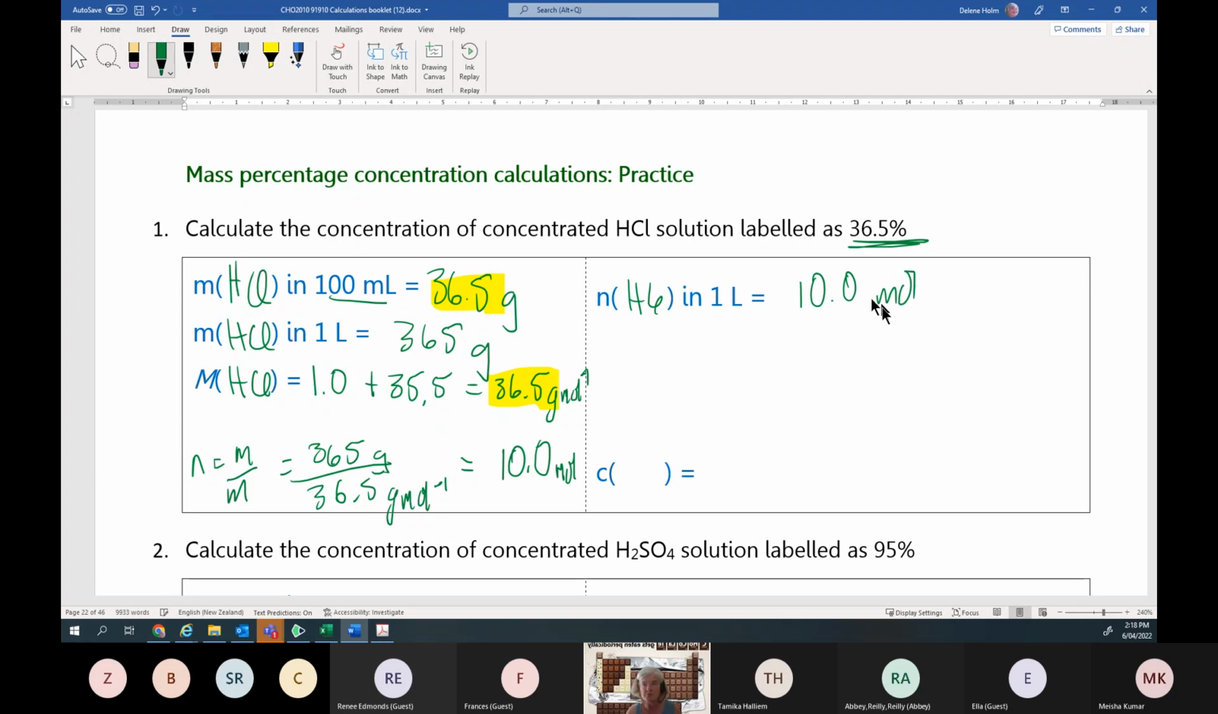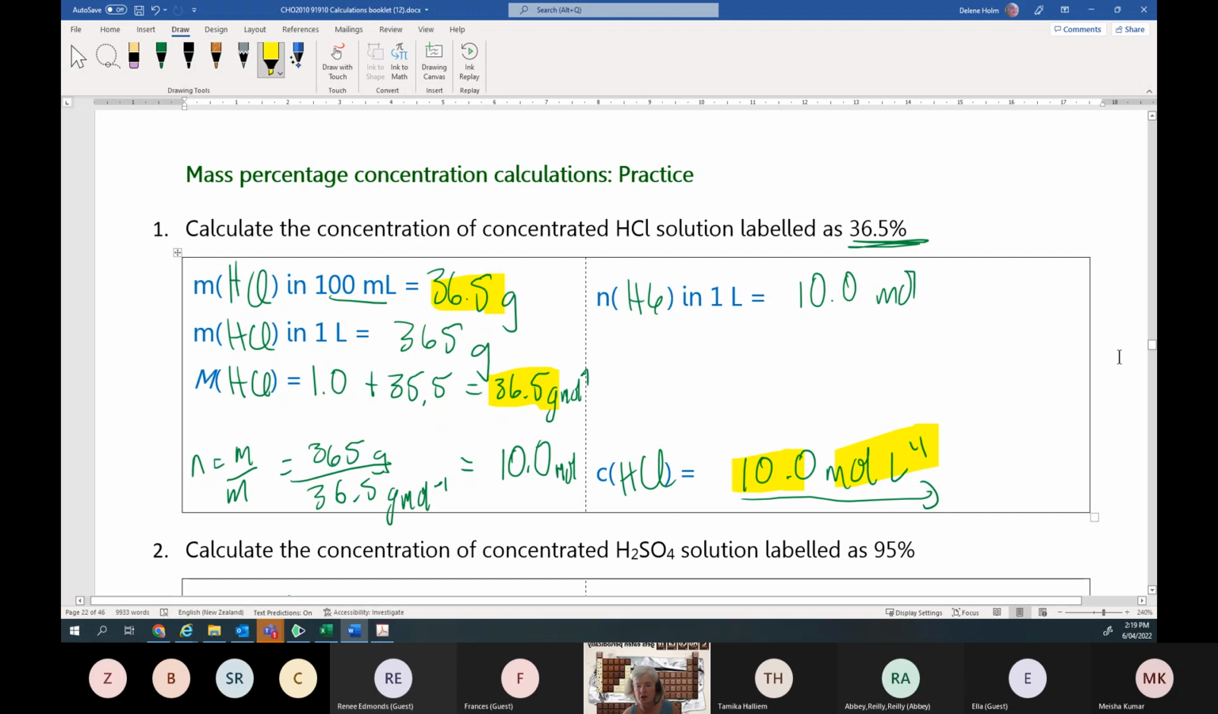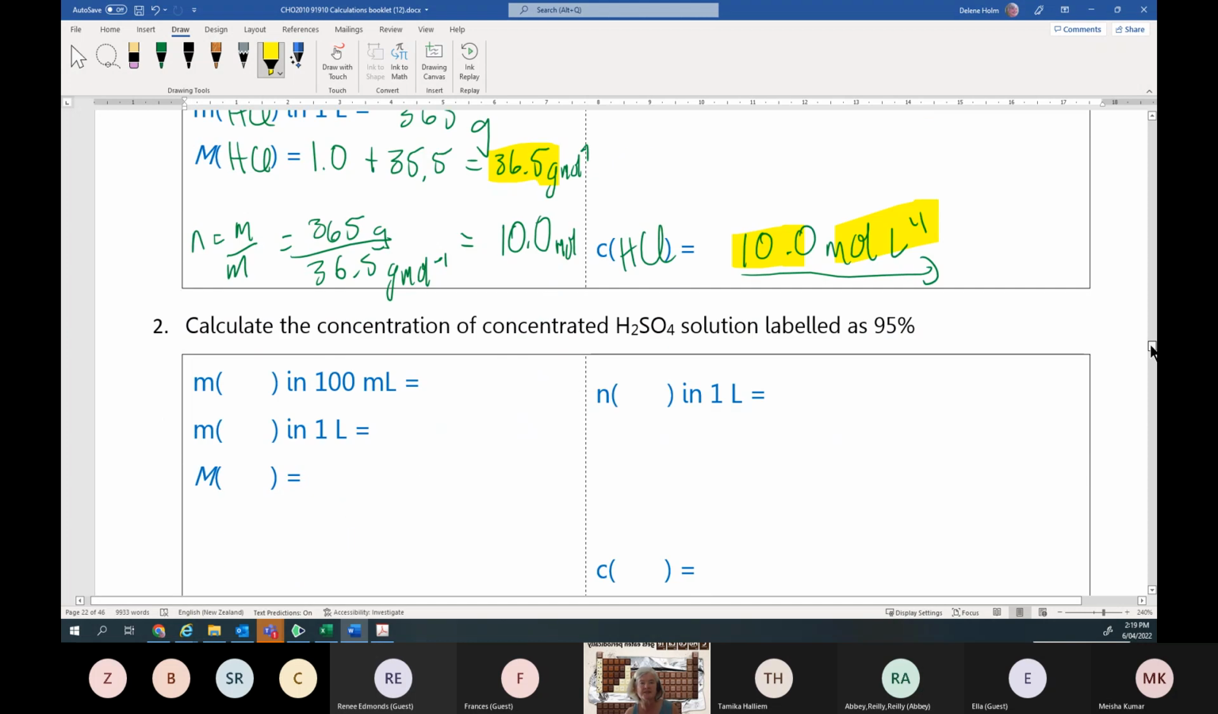So it's in 1 liter, 10 mole per liter. So my concentration of HCl is going to be 10.0 mole per liter. And again, in your final answer, check that you've got units, check that you've got the correct number of significant figures, and then also just think, is my answer sensible? Any questions so far? Pretty straightforward. I think the hardest part here for people is to work out the molar mass. And as I say, in the assessment, you're given the molar mass. Is there anything that you're not sure about? Okay, well, it'll come with practice.